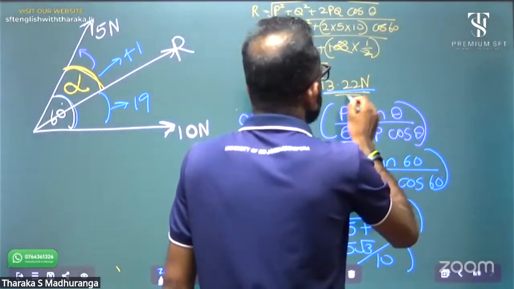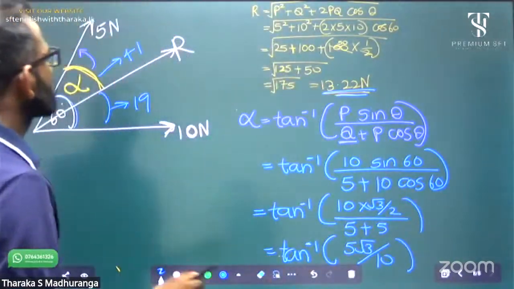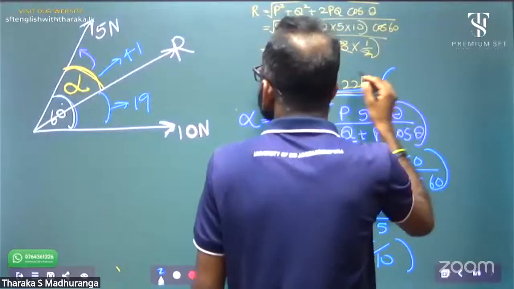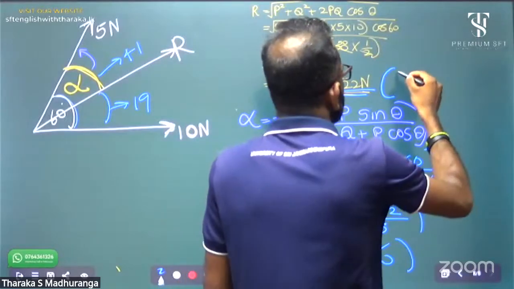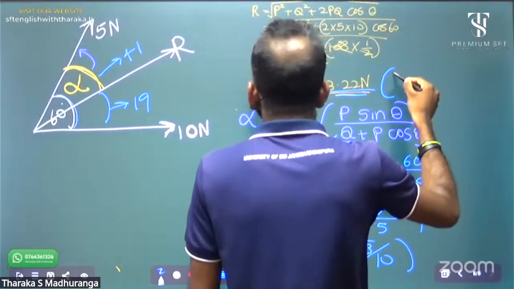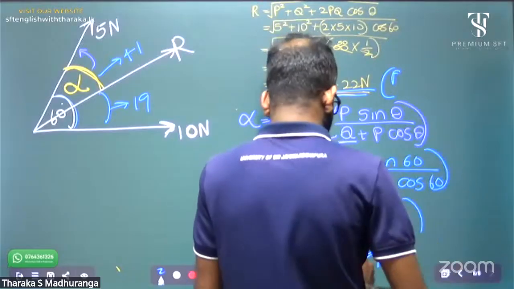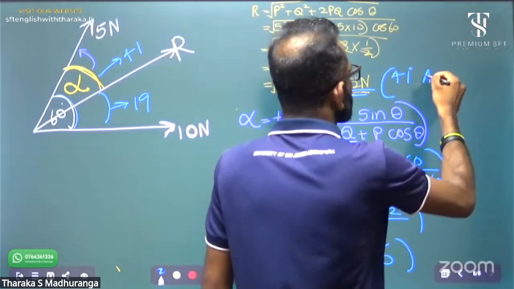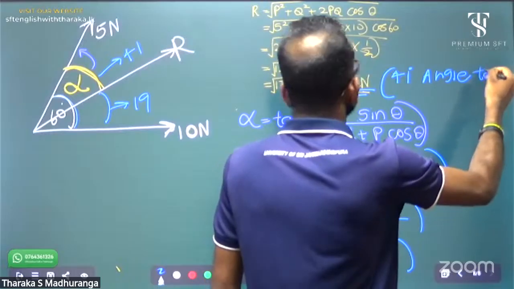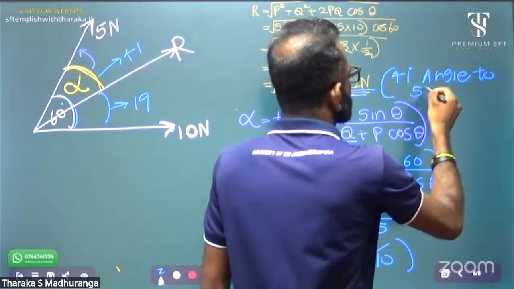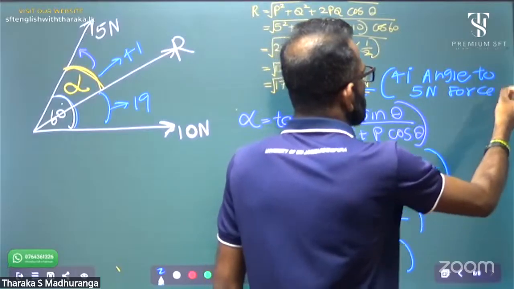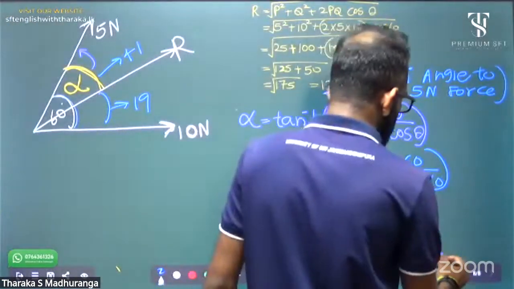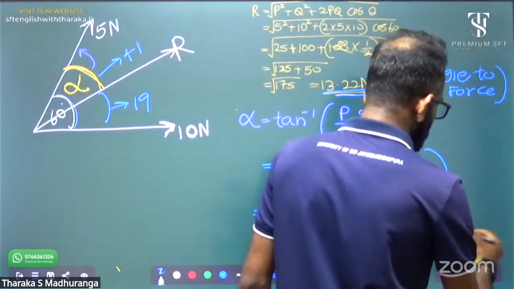Okay. The magnitude of the resultant force is 13.22. The direction is a 41-degree angle to the 5 Newton force. Okay, that's the full answer. It's 41 degrees.